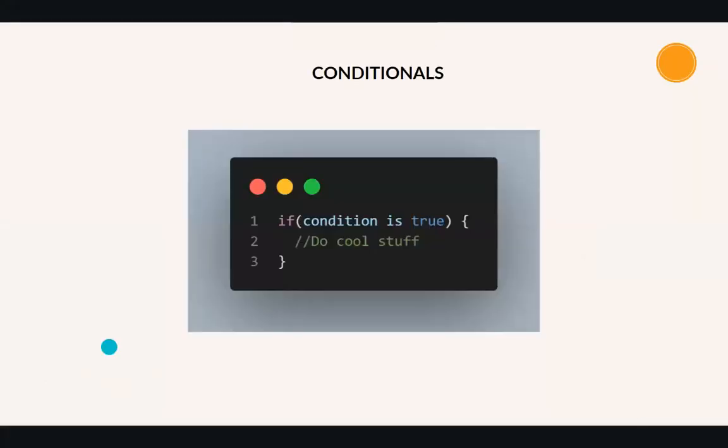Okay, now the last thing maybe before we write some code is conditionals. Conditionals are ways of checking for something and doing something afterwards. So if I said, if 5 is greater than 6, do something.